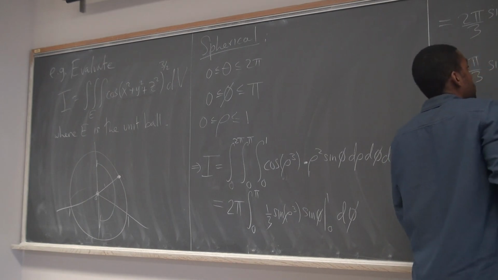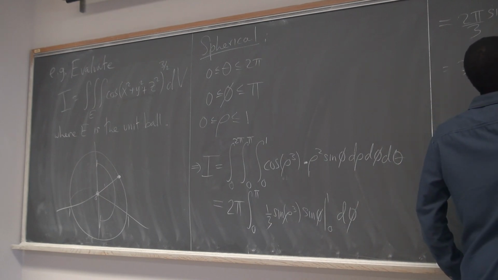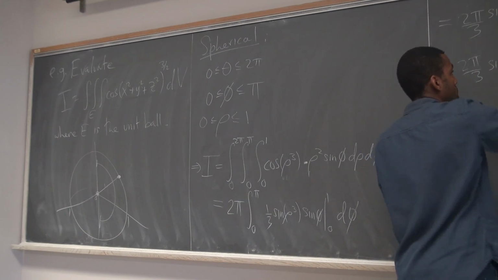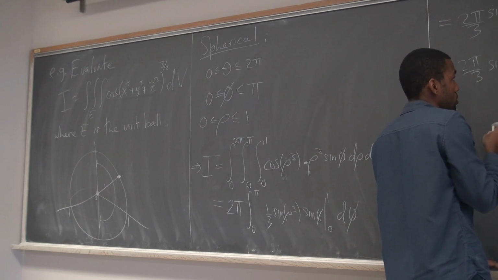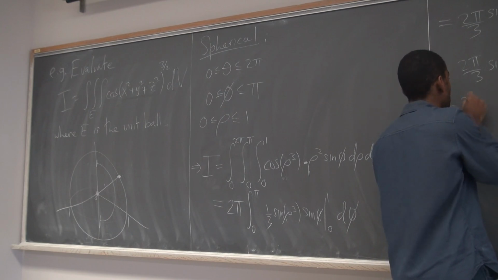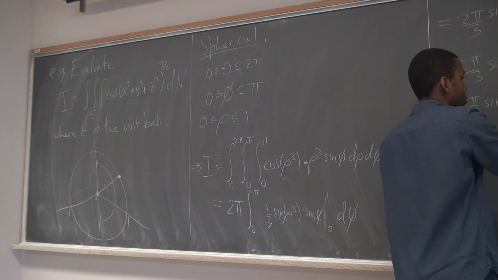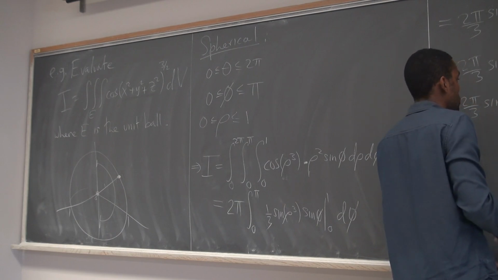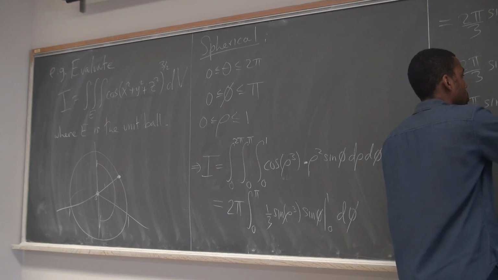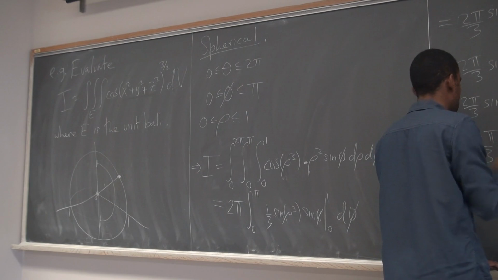Integral of sine phi is negative cosine phi, from 0 to pi. Plug in pi, cosine of pi is negative 1, times the negative, you get plus 1, minus, which makes it a plus, cosine of 0 is also 1, so this becomes 4 pi over 3 sine 1.